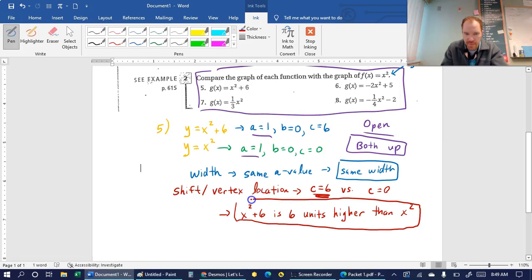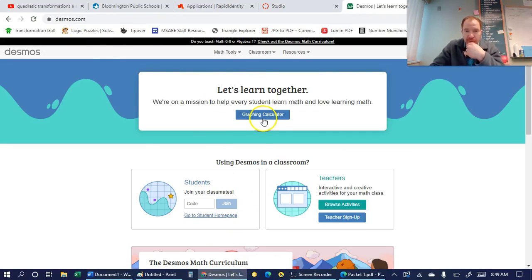It's been a little while since I've used my pen tablet, so it's not the best box in the world. All right, I'm going to jump over to Desmos real quick and graph both of these just to verify that they both open up, they have the same width, and the one given in number 5 is going to be higher. It's going to be shifted 6 units up. So I'm going to come over here to Desmos. I'm already at desmos.com.